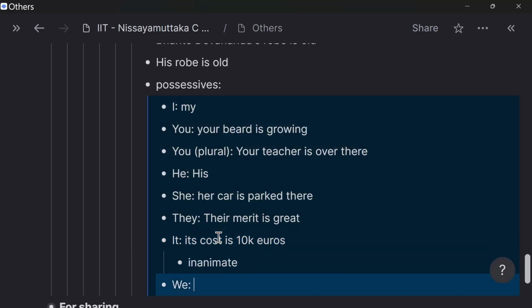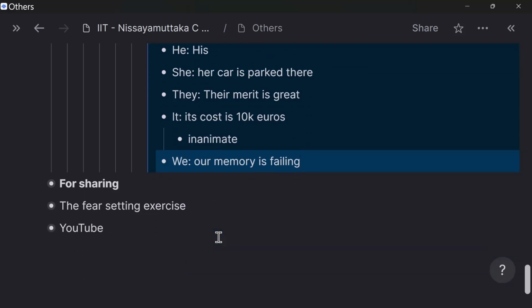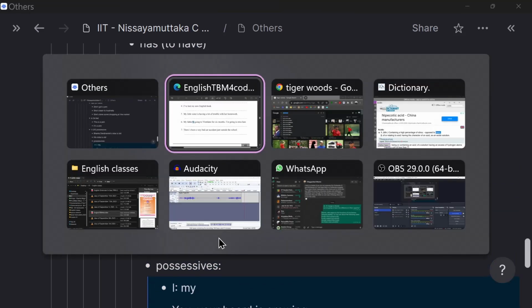Us? Our. Are you sure? Our. Yeah, our memory is failing. Our memory is perfect? Our memory is failing. Okay. These are the possessives.